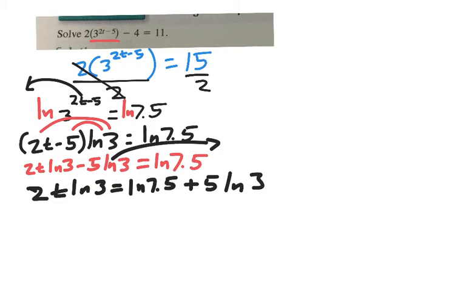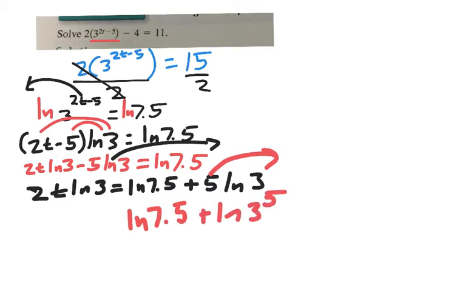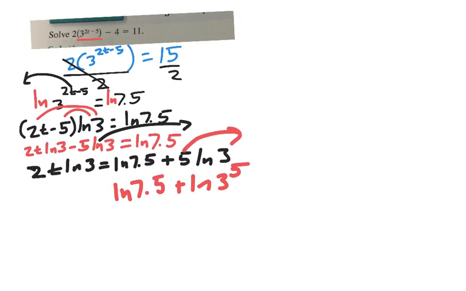Now you've got options. I would simplify this because I can make that a number. So this becomes the natural log of 3 to the 5th power. And then what is 3 to the 5th power? That would be 243. And the reason I did it is because it's just going to become a number.